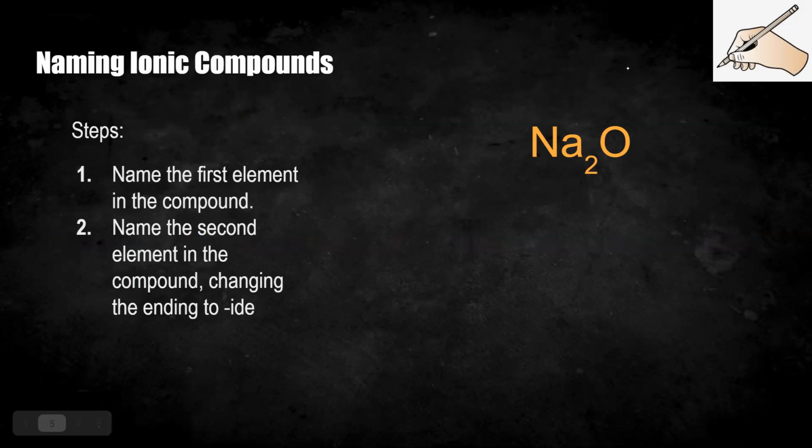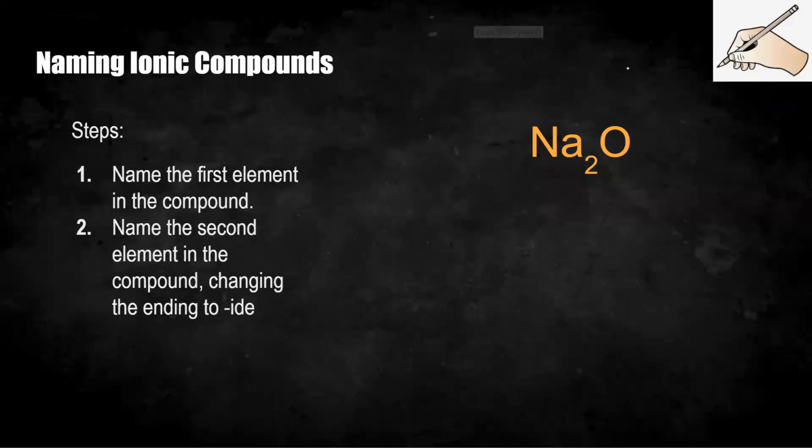These are the steps that we're going to follow to name ionic compounds. The first step is naming the first element in the compound. We're going to use the example to our right. If you look on the periodic table for the first element in the compound, you would see that it is called sodium. So I'm going to write sodium right here. And that is our first step.